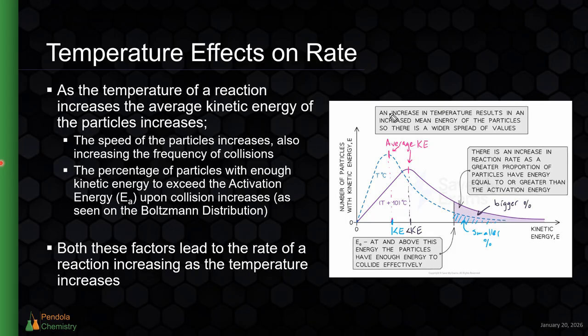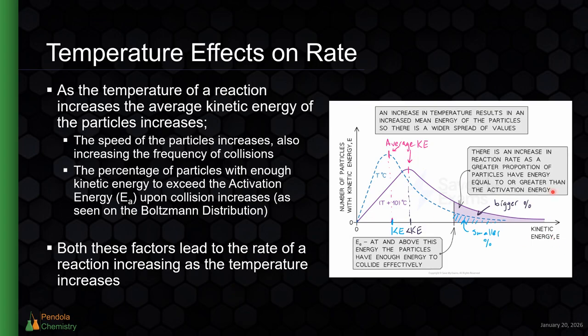An increase in temperature results in an increase in mean energy of the particles, or average energy of the particles, meaning a wider spread with a bigger percentage of particles having enough energy that is going to be above that activation energy. So we talked about that 80-20 split in the other one. If you raise the temperature, then the split becomes more like 70-30. And with a bigger percentage of the particles having enough energy to surpass the activation energy, we get a higher rate of reaction.